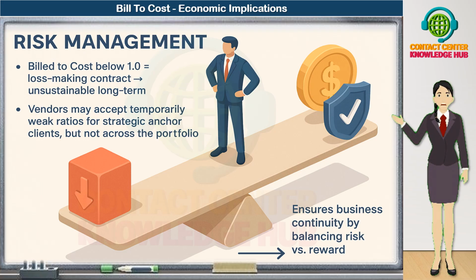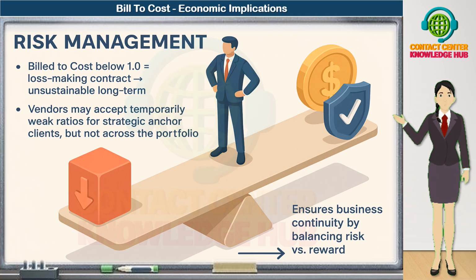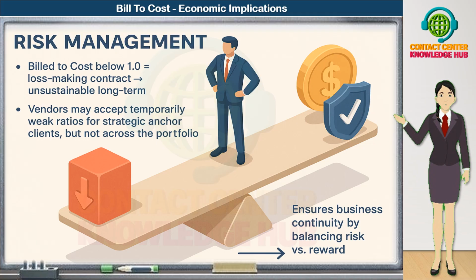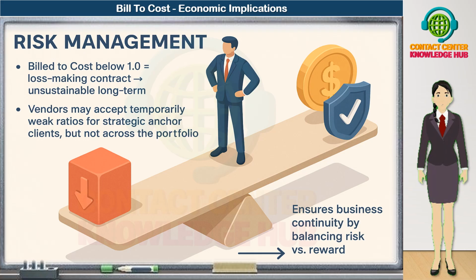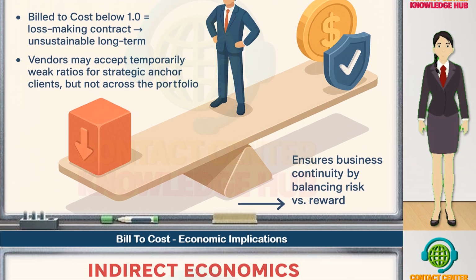Those are relationships that bring long-term value or credibility. However, they should remain limited and balanced by stronger performing accounts across the portfolio. Key insight: effective risk management is about balancing risk and reward. A healthy build-to-cost ratio ensures business continuity, protects margins, and keeps the operation resilient against financial shock.